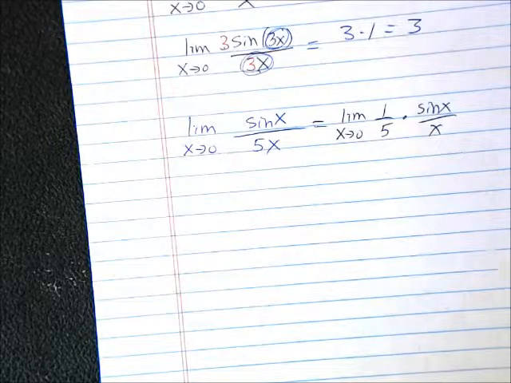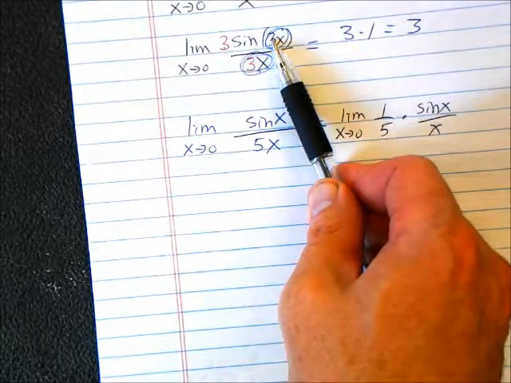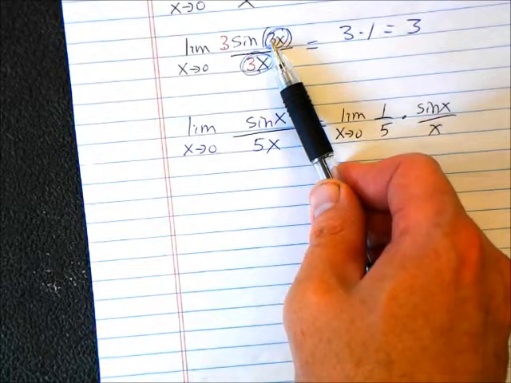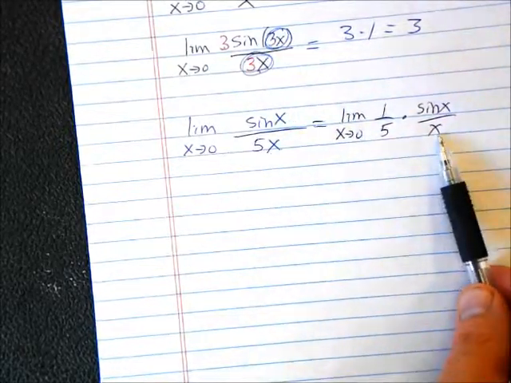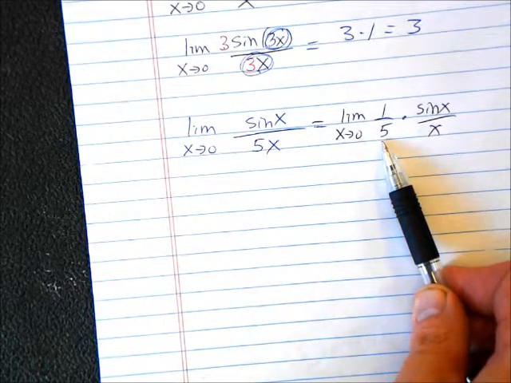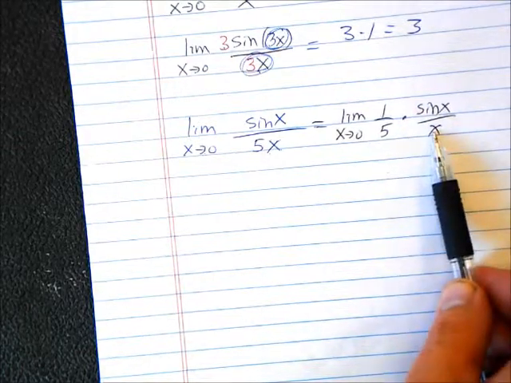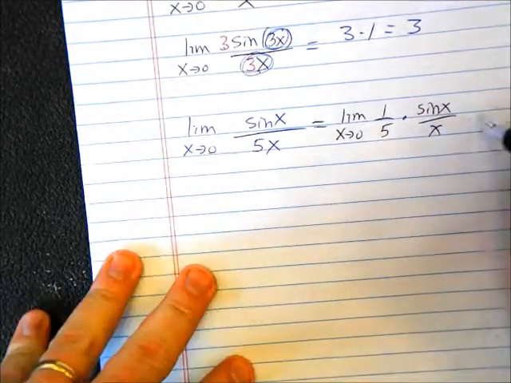Yeah, so there's basically your 2 tricks. If the number's inside with the sine, then you have to multiply top and bottom. If the number's outside without the sine, just rewrite your multiplication. And now I use my theorem. This limit right here is 1. 1 times the 1/5 is 1/5.